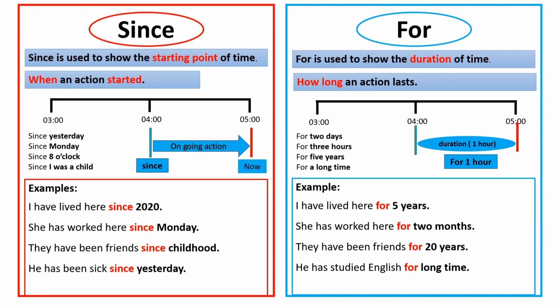She has worked here for 2 months. It means duration of 2 months is not specific. When did she start working here?